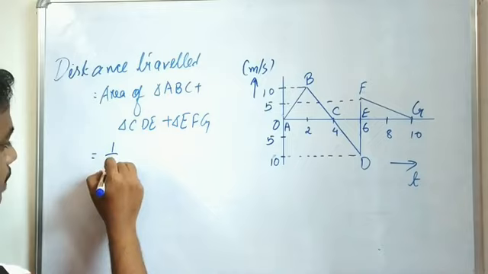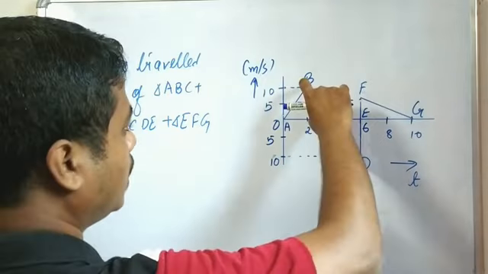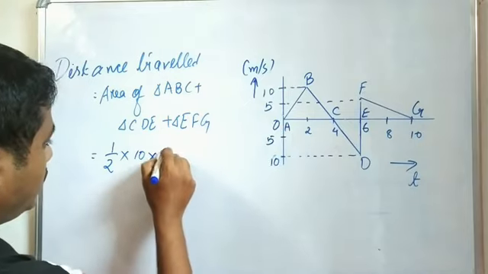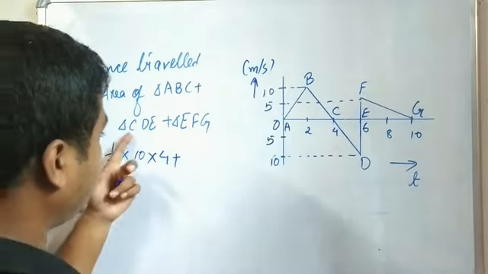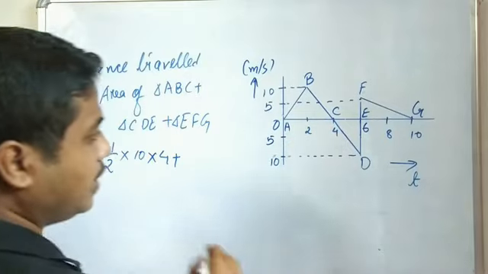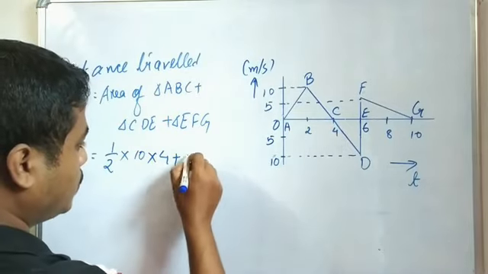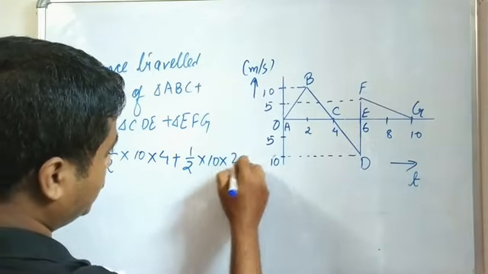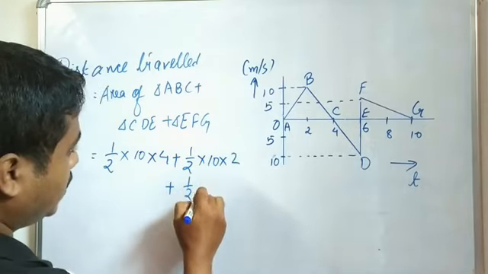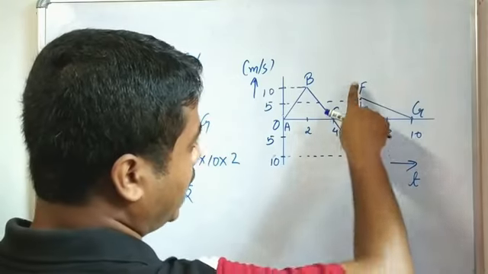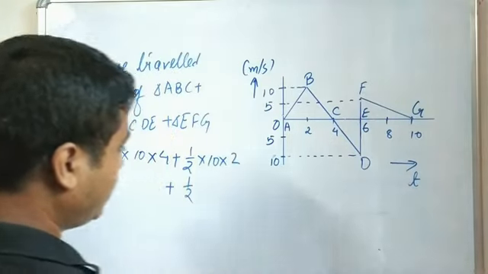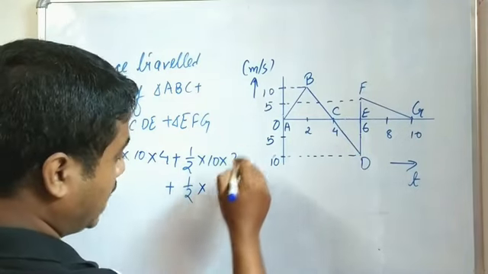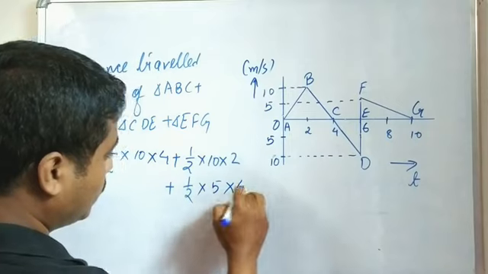So half into height, which will be 10, base will be from 0 to 4, so it will be 4, plus for triangle CDE, here your base will be 4 to 6, which is 2, height will be 10, so half into 10 into 2, plus half into, for the triangle EFG, base will be 10 minus 6, which is 4, height will be 5, so half into 5 into 4.